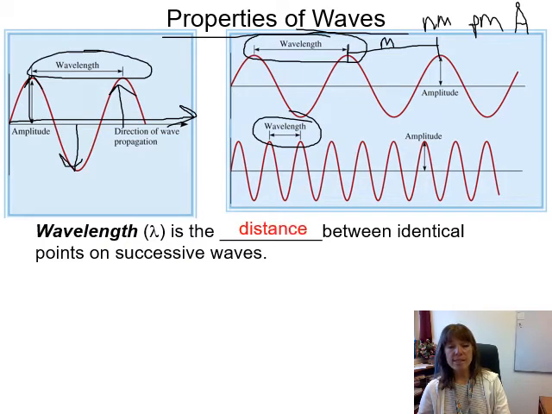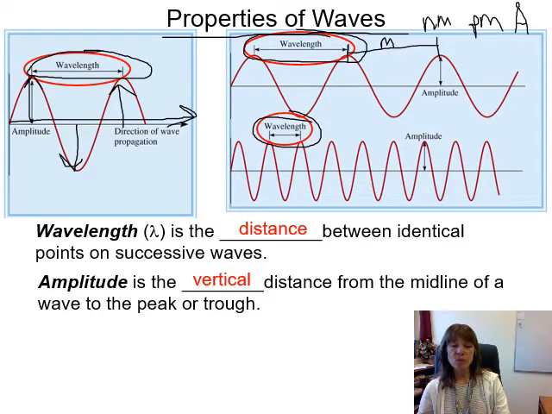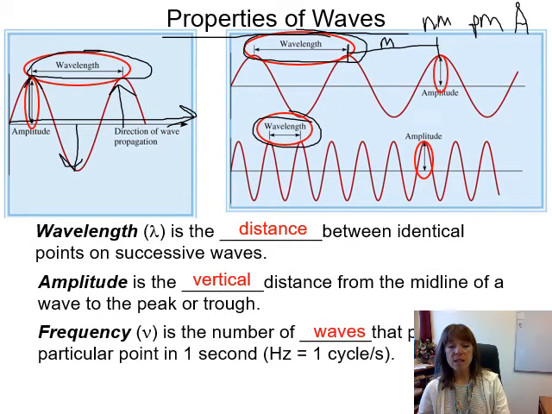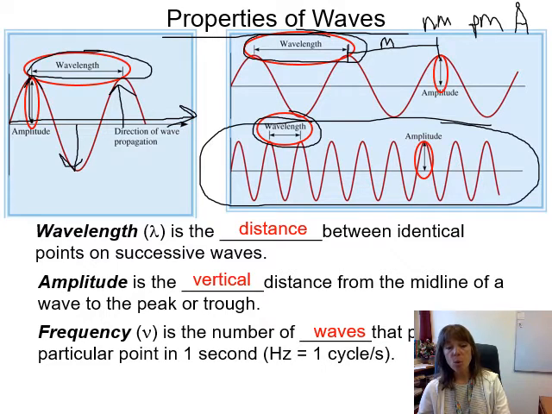Wavelength is the distance between points on a successive wave, and that's what I was circling up there. Amplitude is the vertical distance from the midline, and frequency is the number of cycles or waves that pass a particular point in 1 second. On the wave picture above, this bottom one has a higher frequency, so more cycles pass per second, and then the top one does. And a hertz is a name for cycles per second.